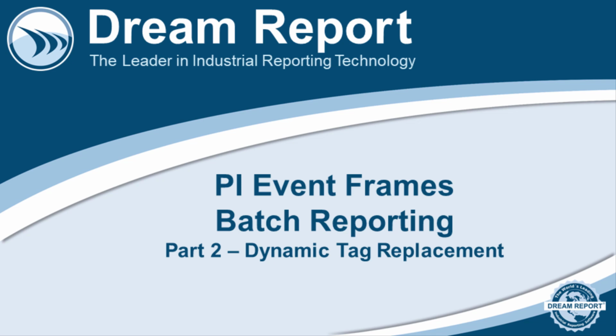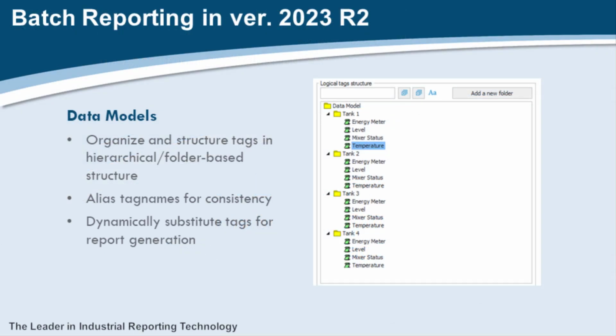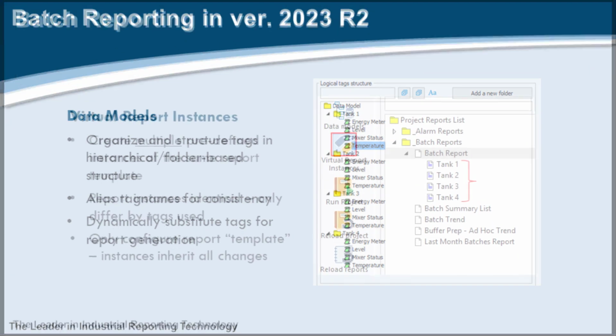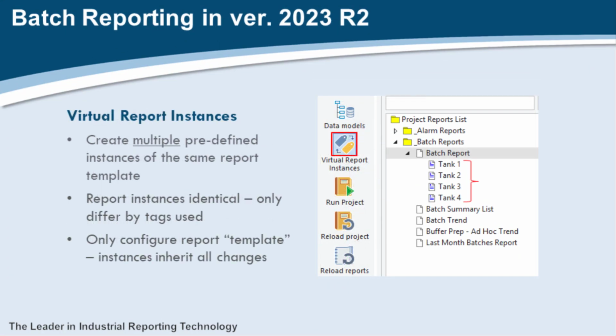The two key features we'll use to accomplish this are the use of data models to organize the tags used in each piece of equipment, and virtual report instances, or VRIs, for identical instances of the same report that only differ in the tag names that are used in each instance. To simplify the relationship between the data models and the virtual report instances used, we'll make the data model names identical to the virtual report instance names.